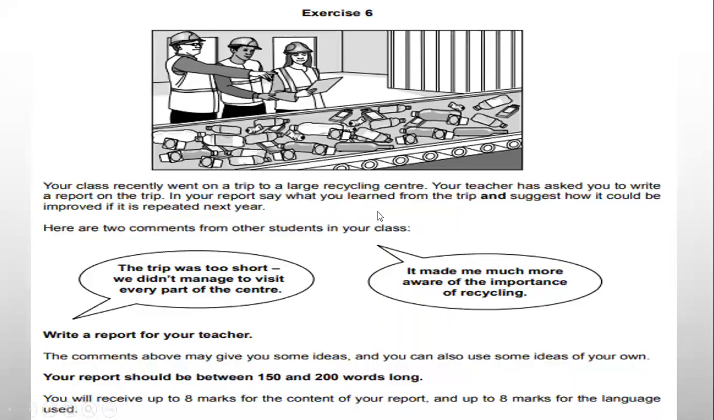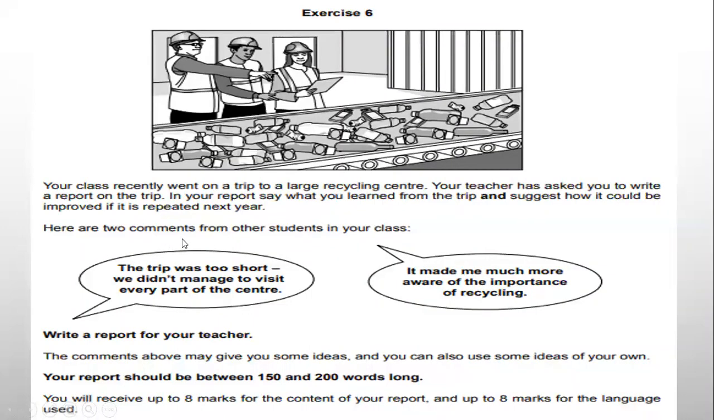Whenever we write to someone, I have to keep in mind my audience. Who will read? Who am I writing to? So you will need here to be very formal, and you will write a report, and the report must have a good title. The title should be short, and if you can, during the practicing, you can be very creative in making your own titles. In your report, say what you learned from the recycling center, the trip, and suggest how it could be improved. This is important. So don't just say what you have learned. These are points to be covered. You must say what you have learned and suggest how it could be better or improved in the next times, if it is repeated next year.